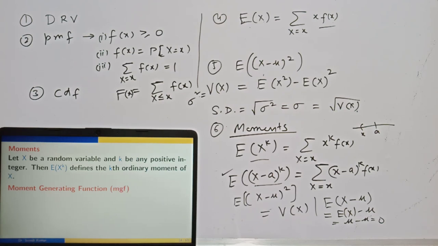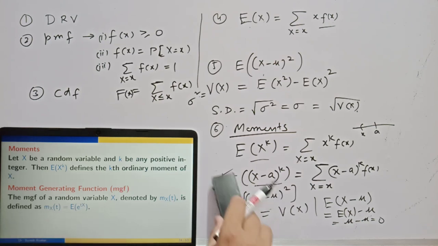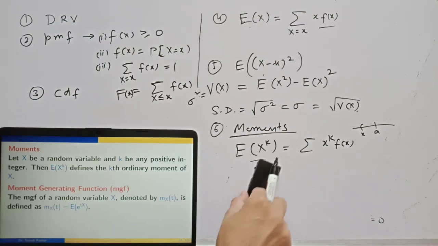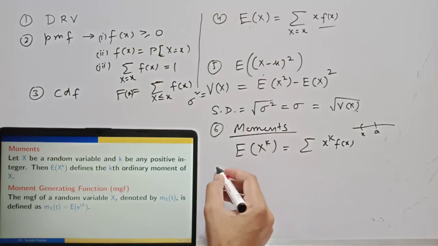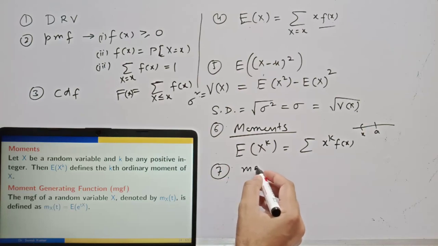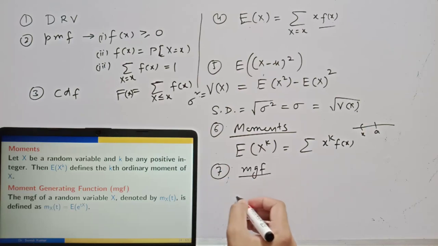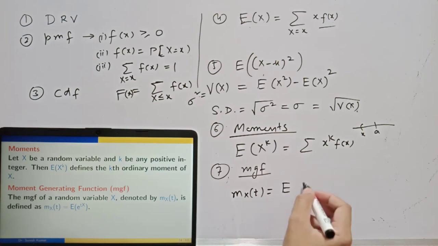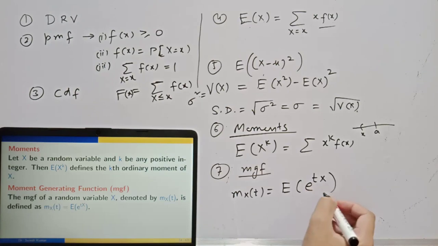Next is the moment generating function. Very, very important definition. What is the moment generating function? It is defined as the expectation of e to the power tx, denoted by M_X(t), the moment generating function.